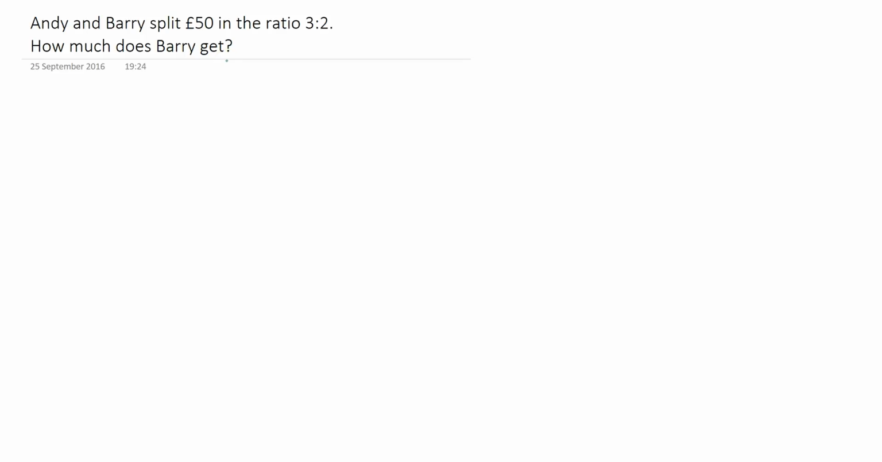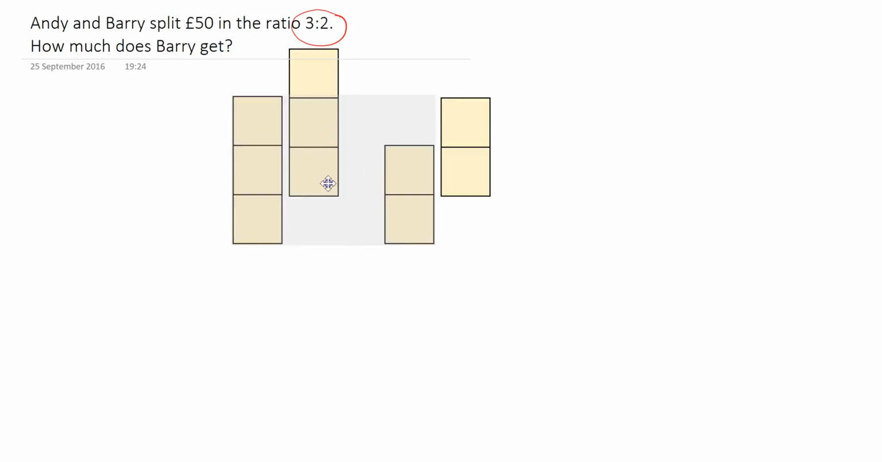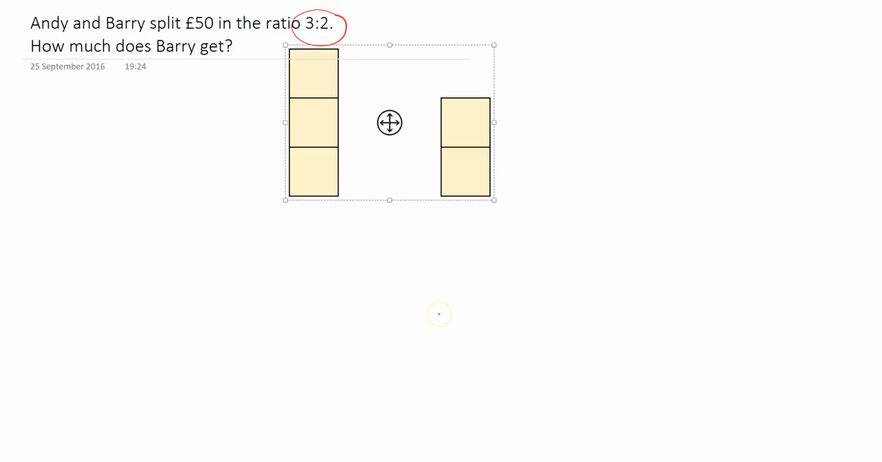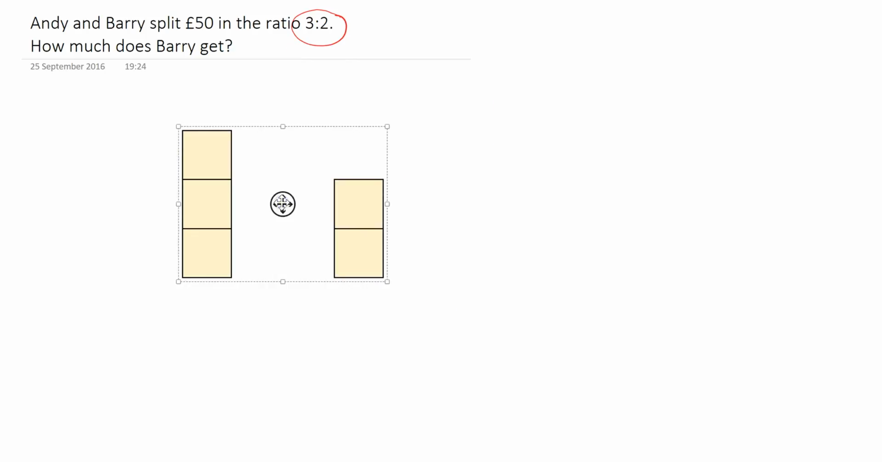Okay, now what I want to do to start with is to have a look at the actual ratio itself. So this 3:2 bit. What we're going to do is I'm going to draw myself three boxes that look a little bit like this. And notice I've drawn three boxes on the left hand side, just like the ratio, and then two boxes on the right hand side, just like the ratio. Okay, so I've drawn my boxes.